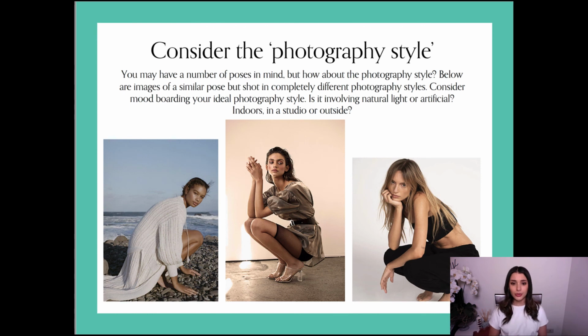Next up, it's super important to consider your photography style. So you might have a bunch of poses in mind, but how will that translate into the photography? For example, with your mood boards of model poses, you may put this pose in, which I've got 3 different examples of a model squatting. But how does that translate based on your photography style? So on the left, you've got something that's more outdoorsy, in natural light, on a location, and I would say it's a lot more boho, kind of beachy.